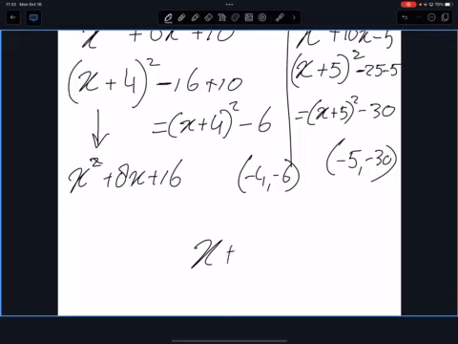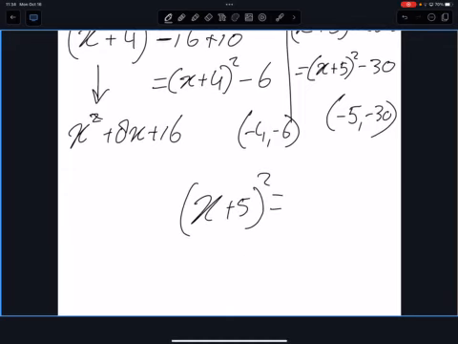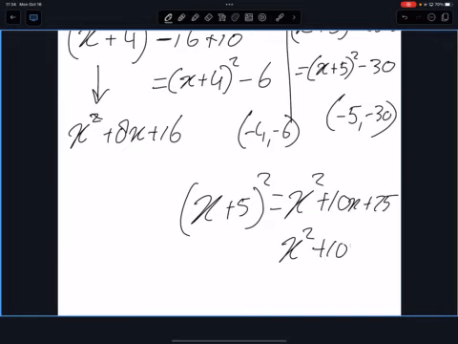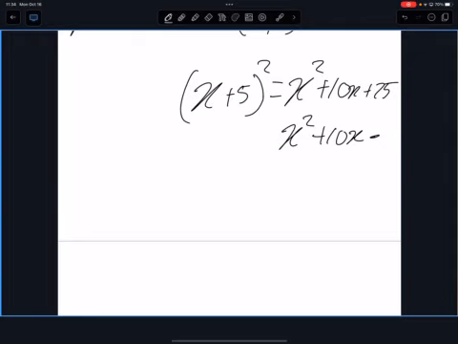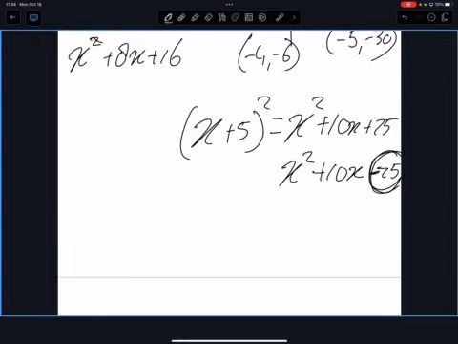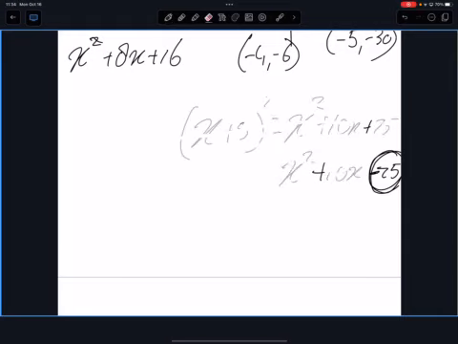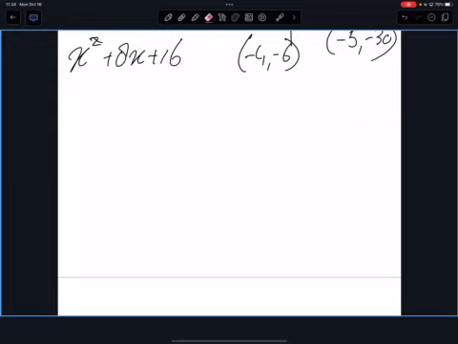Correct. So x plus 5 squared, when expanded, becomes x squared plus 10x plus 25. The plus 25 is something I don't need. So what do I do? I subtract it again. So what am I left with? x squared plus 10x, when I subtract that 25. I subtract the 25 since I don't need it. Again, you only need the minus 5, not the 25.